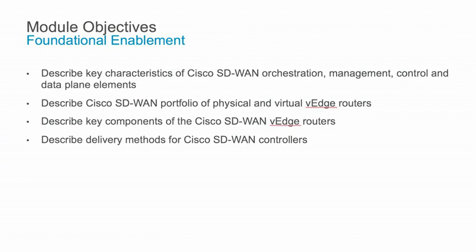Upon completing this module, you should be able to highlight the existing and new product offerings that are supported as part of the Cisco SD-WAN solution, explain the key components of the Cisco SD-WAN vEdge routers, position the appropriate hardware and software based on the Cisco SD-WAN component roles and responsibilities, and describe the delivery methods for the Cisco SD-WAN controllers.